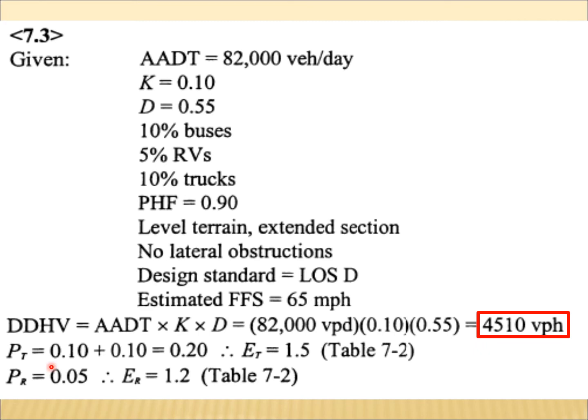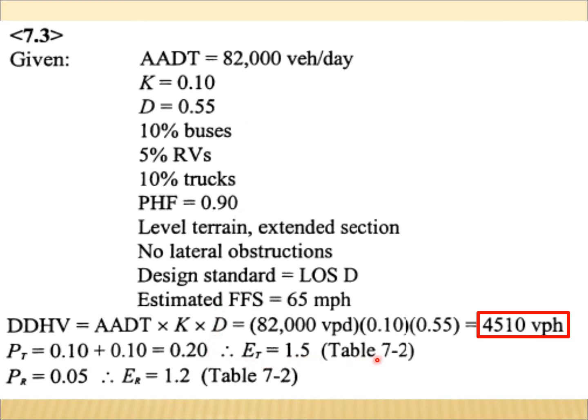And then you can see that P sub T, that is the proportion of trucks and buses. So 0.1 plus 0.1, because you can see that this answer, that is 0.2. So 0.2 is P sub T, because 10% trucks and 10% buses. So 0.1 plus 0.1, that is 0.2.